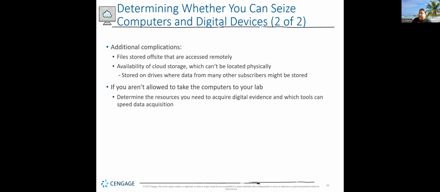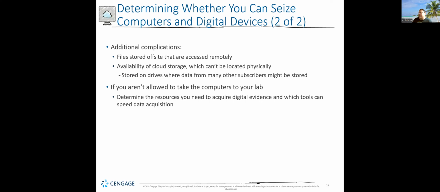So slide 2 of determining whether you can seize a computer for digital evidence or in digital devices. Digital complications: files stored off-site that are accessed remotely. How do you deal with that? Availability of cloud storage which can't be located physically, stored on drives where data from subscribers might be stored. That's where it's just too many hands in the cookie jar.